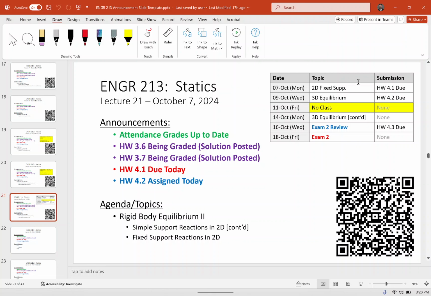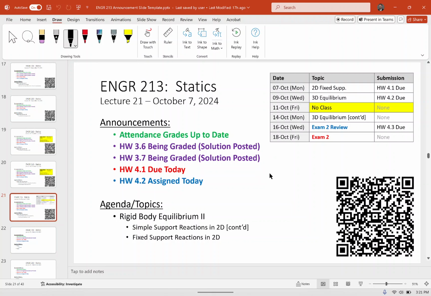Just to remind everybody, homework 4.1 is due today. 4.2 is due on Wednesday. We are not going to have class on Friday because of the fall break. Next week, we're going to finish out our topic on Monday, and then we have exam review Wednesday and the exam on Friday. The assignment next week, 4.3, won't be due until Wednesday, so you'll have a little time between when we come back from break until that assignment is submitted.